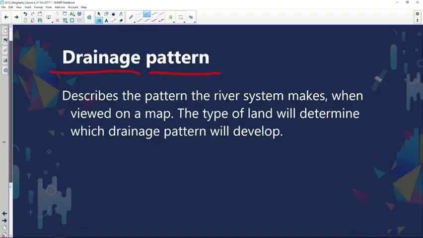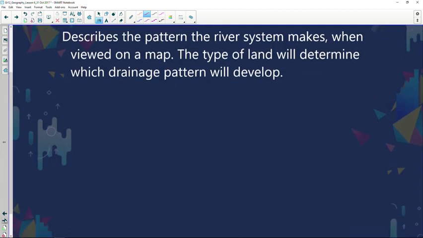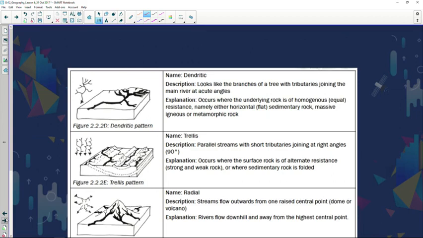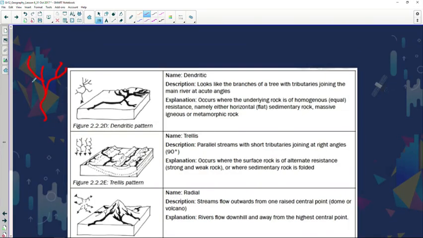Now, there's three patterns that you need to get yourself familiar with, and we gave it to you in table form. Now, your first one is your dendritic pattern. It's your most common pattern. It's very easy to recognize because it resembles the branches of a tree. But I want you to focus on the next characteristic. First of all, you need to identify the drainage pattern. It's very easy. It looks like the branches of a tree. It's tributaries joining at acute angles from all different angles.